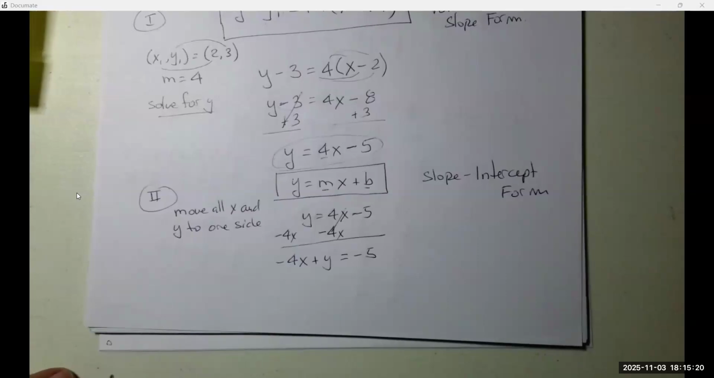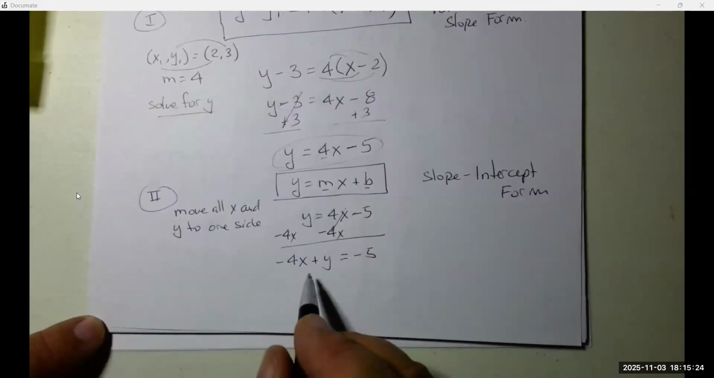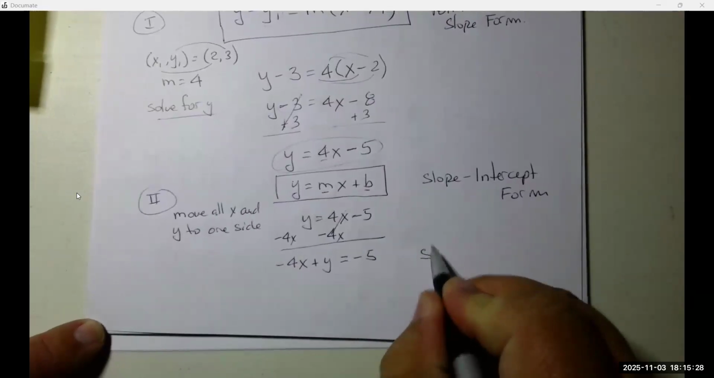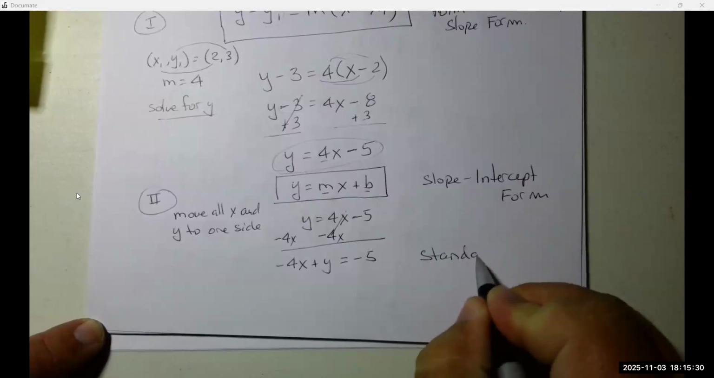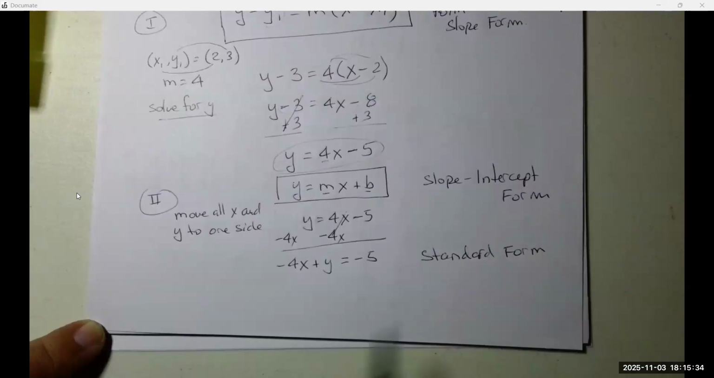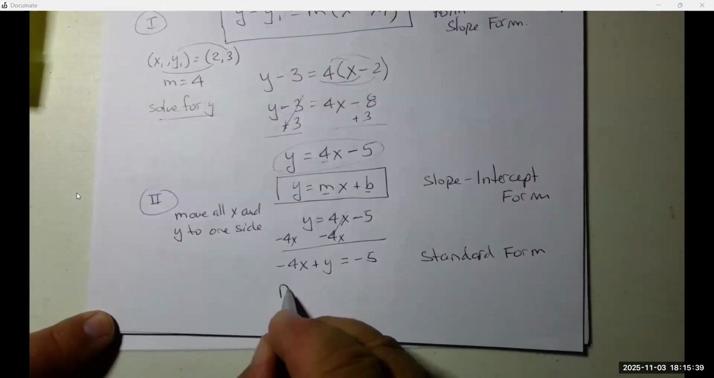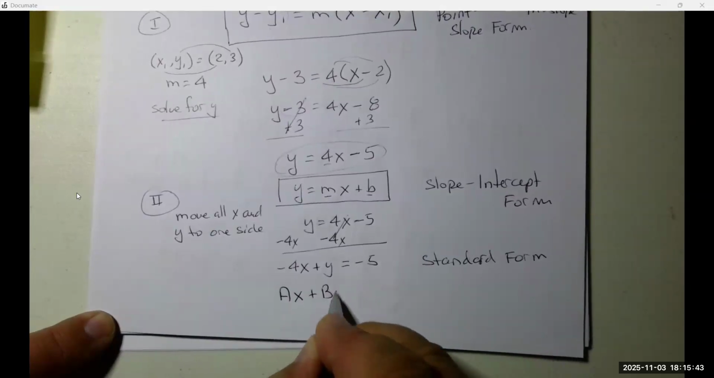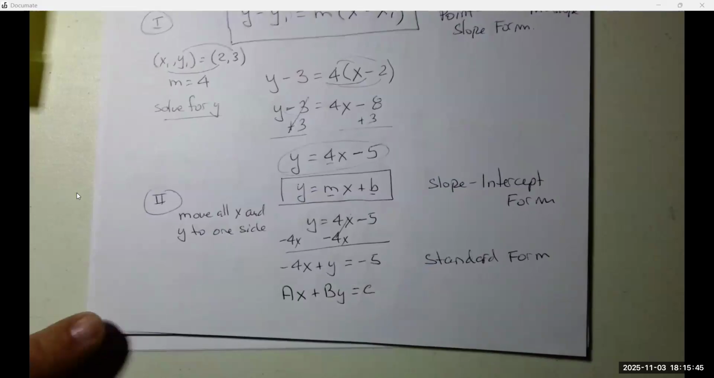The only stipulation, what this one looks like here, this is called the standard form. The standard form. It looks like this: AX plus BY equals C. That's the standard form.